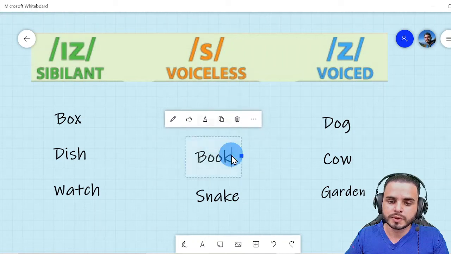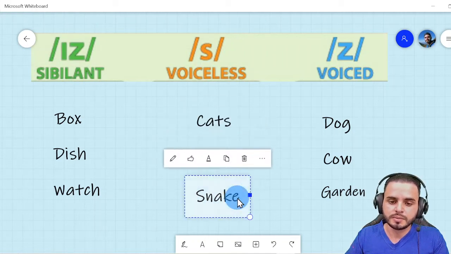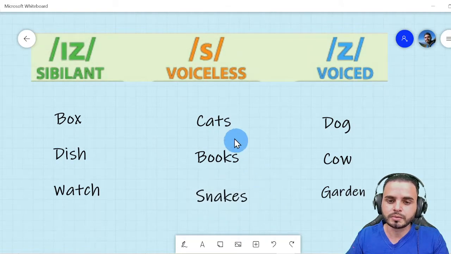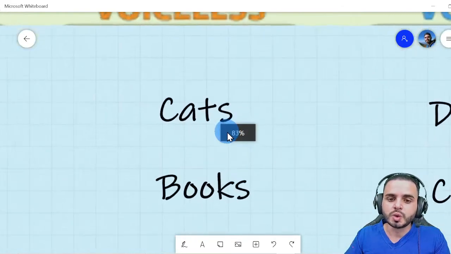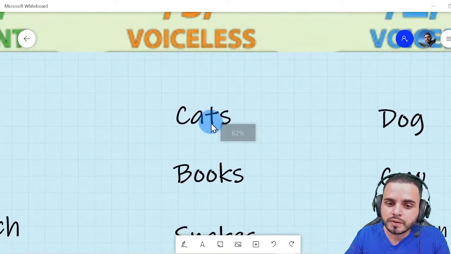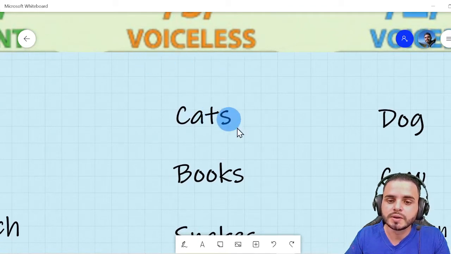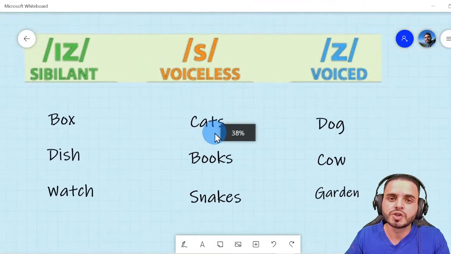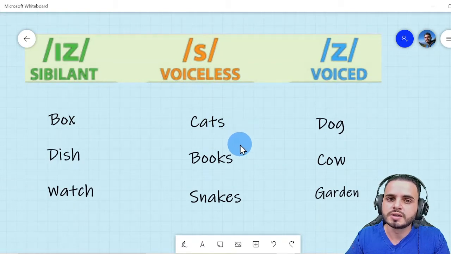For all of them. So now we say cats, books, snakes. Now for each one of those, because the previous sound is voiceless, we're going to pronounce this as s, s. So we say cats, books, snakes.